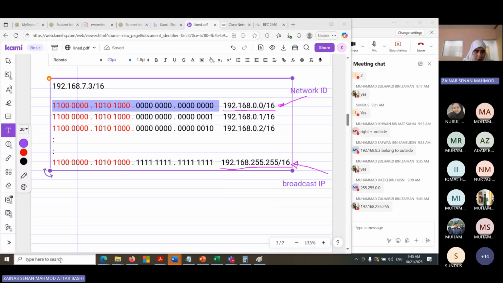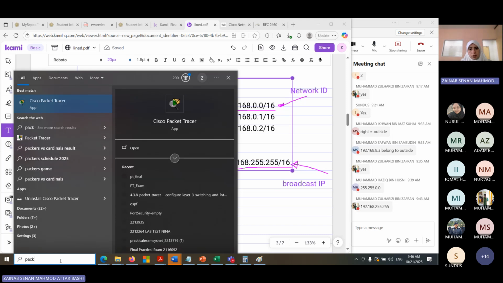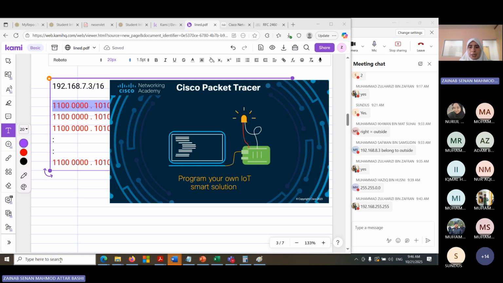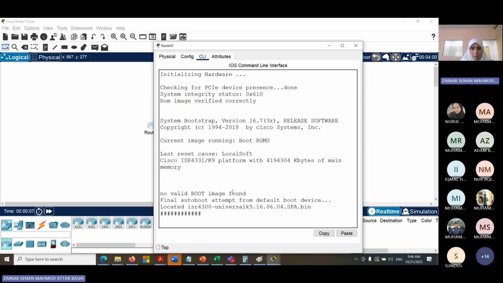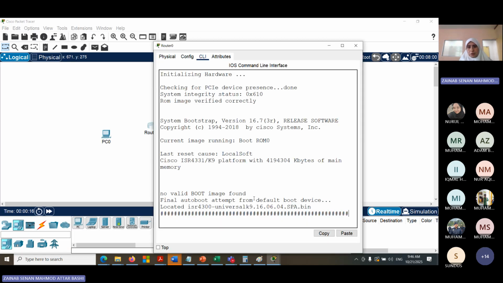If I try now in Packet Tracer, to assign these IP addresses to any router, to any switch, it will give me an error. So if I take a router and go to it, and I will take another computer also, put it here. No need to connect them now, we are just talking about a very general idea.